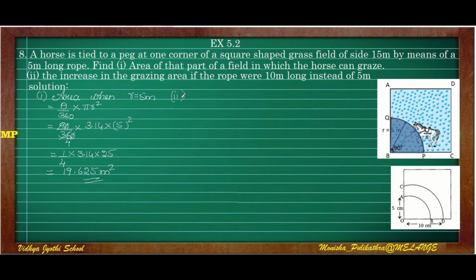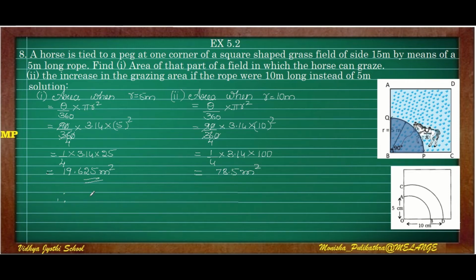So next, the second one is the area grazed when the rope is 10 meter, that is r is equal to 10 meter. Again the same formula, area of the sector is theta by 360 into pi r square. So 90 by 360 into 3.14. Here we have to include 10 square. 0 0 cancel, 9 ones are 9, 9 fours are 36. So 1 by 4 into 3.14 into 100. So the calculation of this will be 78.5 meter square.